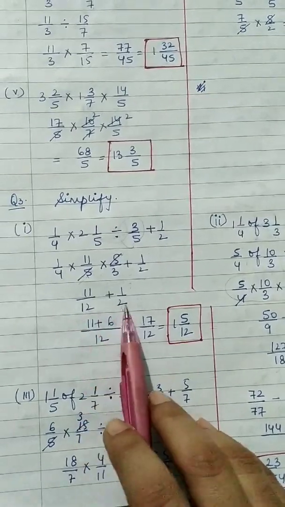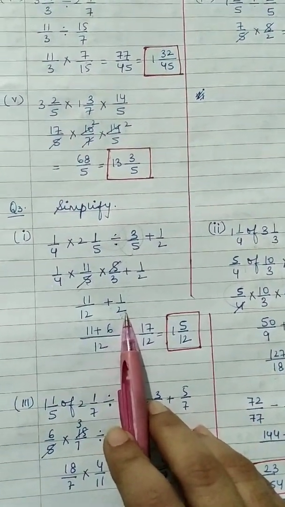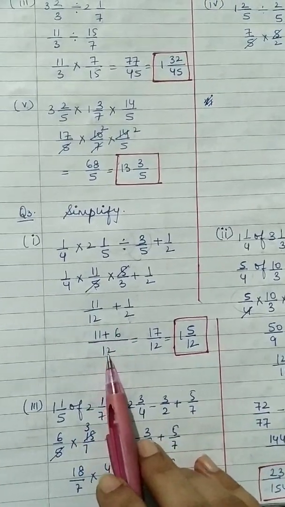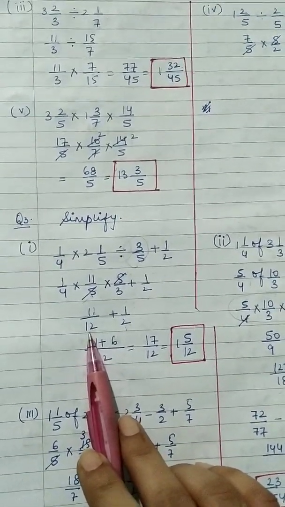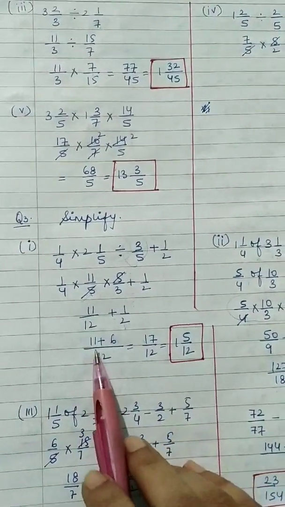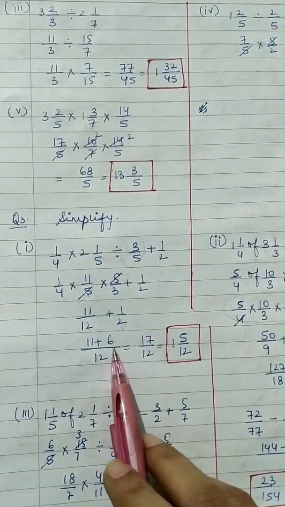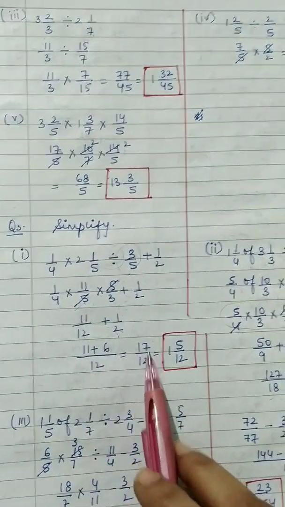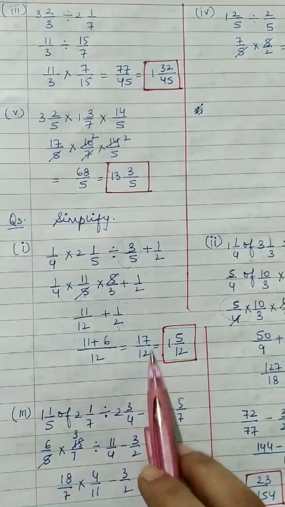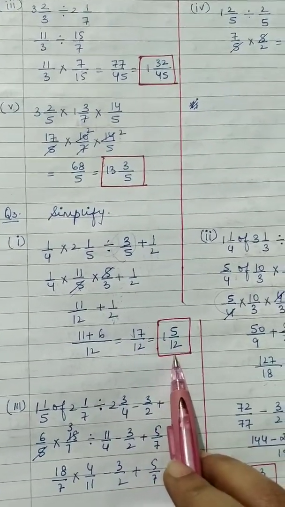Whenever plus sign is there, what do we have to take? LCM. In the previous exercise we have done this. So 12 and 2, LCM is 12. 12 divided by 12, it is 1. 1 into 11 is 11. 12 divided by 2, 6. 6 into 1 is 6. So 11 plus 6 is how much? 17 by 12. So when you change this into mixed fraction, it will be 1 5/12.